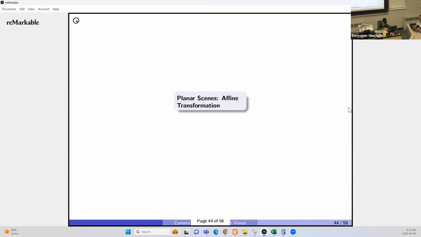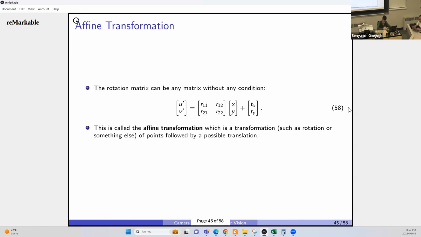Now, affine transformation. Do you remember these? We had this, but this was rotation and this was translation in 2D, right? Now, the rotation matrix can be any matrix without condition. This matrix, which we considered to be a rotation matrix, is now not necessarily cosine, minus sine, sine, cosine. Let it be any transformation. This is also a translation vector, and this can be any number. This is called affine transformation.